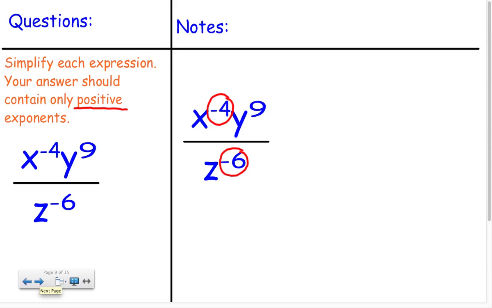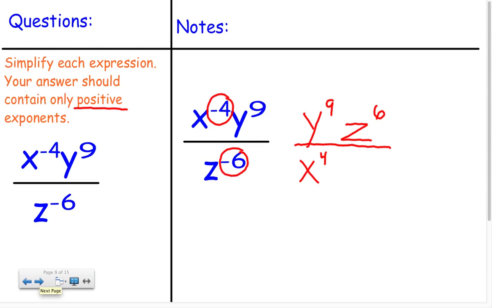So then I just start in the upper left. I start with x to the negative 4th first. Now I know that negative 4 can't stay negative, so I'm going to move it from the top to the bottom and make the 4 positive. Y to the 9th has a positive exponent, so that one is just fine. I'm going to write y to the 9th on the top still, so that stays where it is. And z to the negative 6th can't be negative, so I have to move it from the bottom to the top, and I'll make it positive.